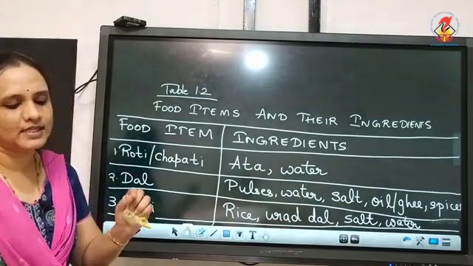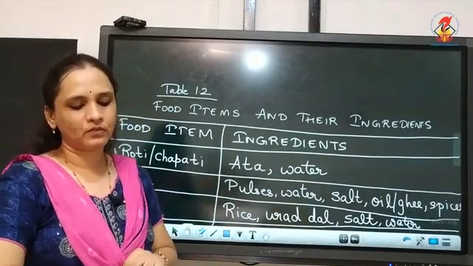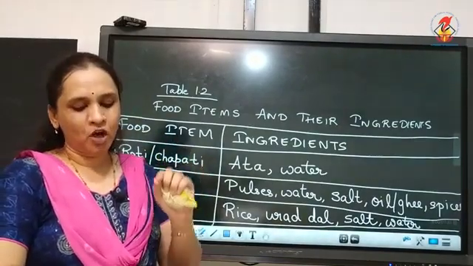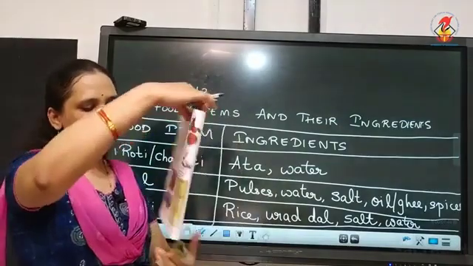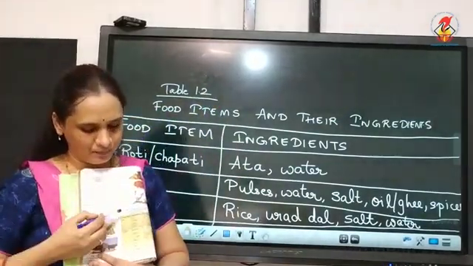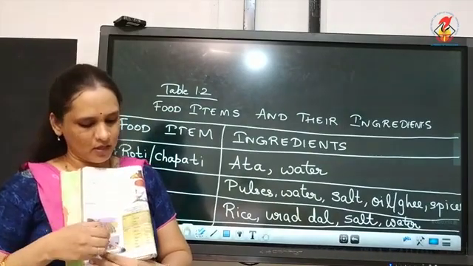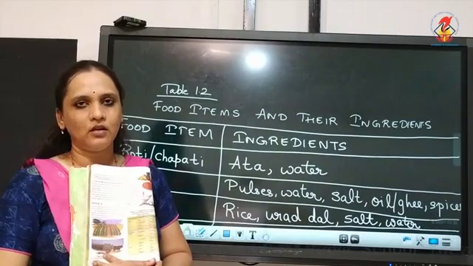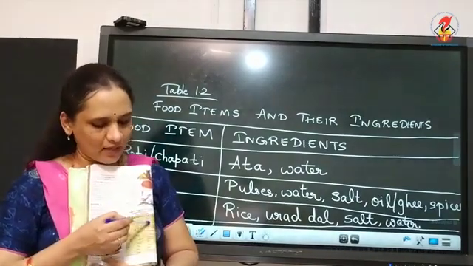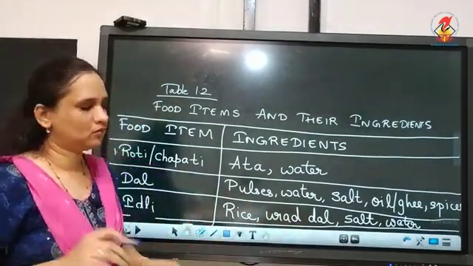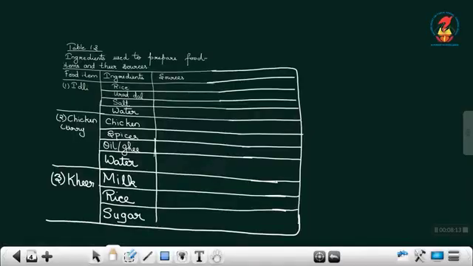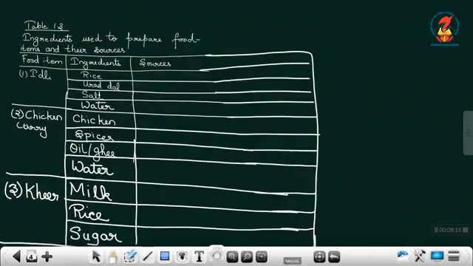Now, let us look into table 1.3, ingredients used to prepare food items and their sources. Take table 1.3 on page 2, you can see here. Table 1.3, page 2, we will be filling this part. Now, you can see I have already placed it. Ingredients used to prepare food items and their sources.